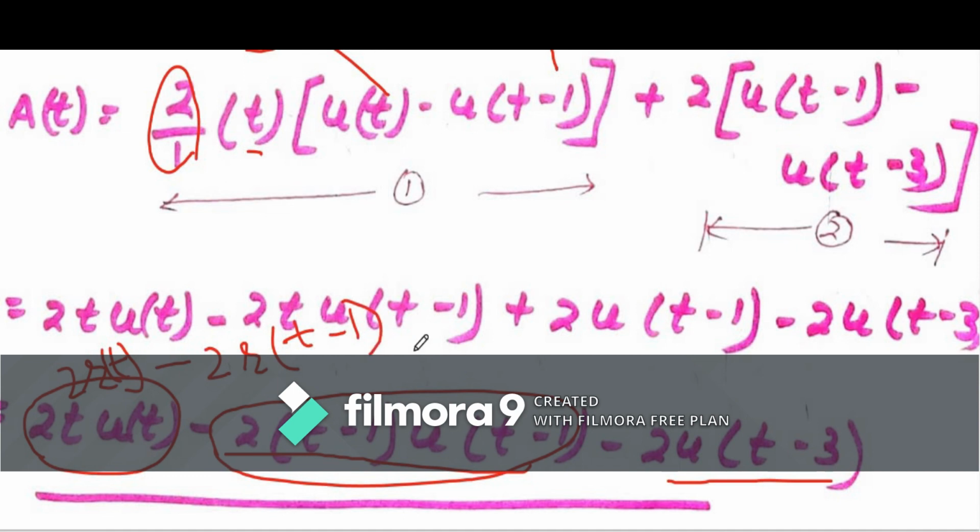So this way we can write the expression of any waveform in terms of step and ramp. This is called synthesis. So today we have learned how to synthesize a ramp function, means how to write down the expression.